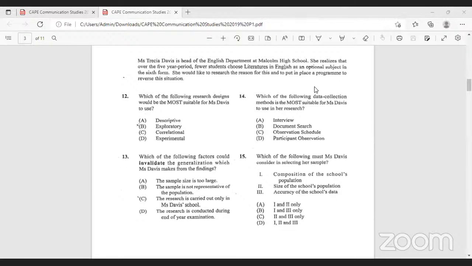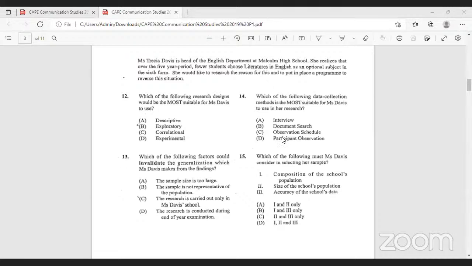15, which of the following must Ms. Davis consider in selecting her sample? Composition of the school's population, size of the school's population, accuracy of the school's data. Is it 1 and 2, 1 and 3, 2 and 3, or 1, 2, and 3? And 15, the answer is D, it's all of them. Right? So she has to bear in mind composition of the school's population, size of the school's population, accuracy of the school's data. Right? 14 was A.